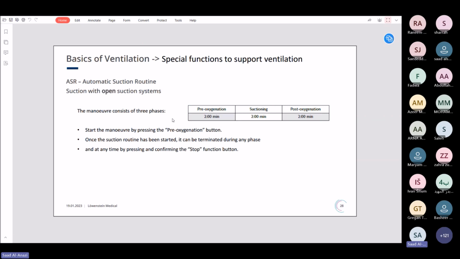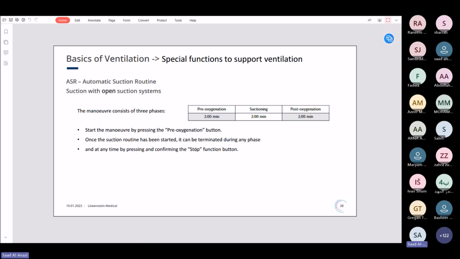Continuing with our ELISA 800 features, we also have something called the automatic suction routine. We have two ways of doing the suctioning routine: an open system suctioning and a closed suctioning. In the open suctioning routine, you can see what it will do. It will do many things.